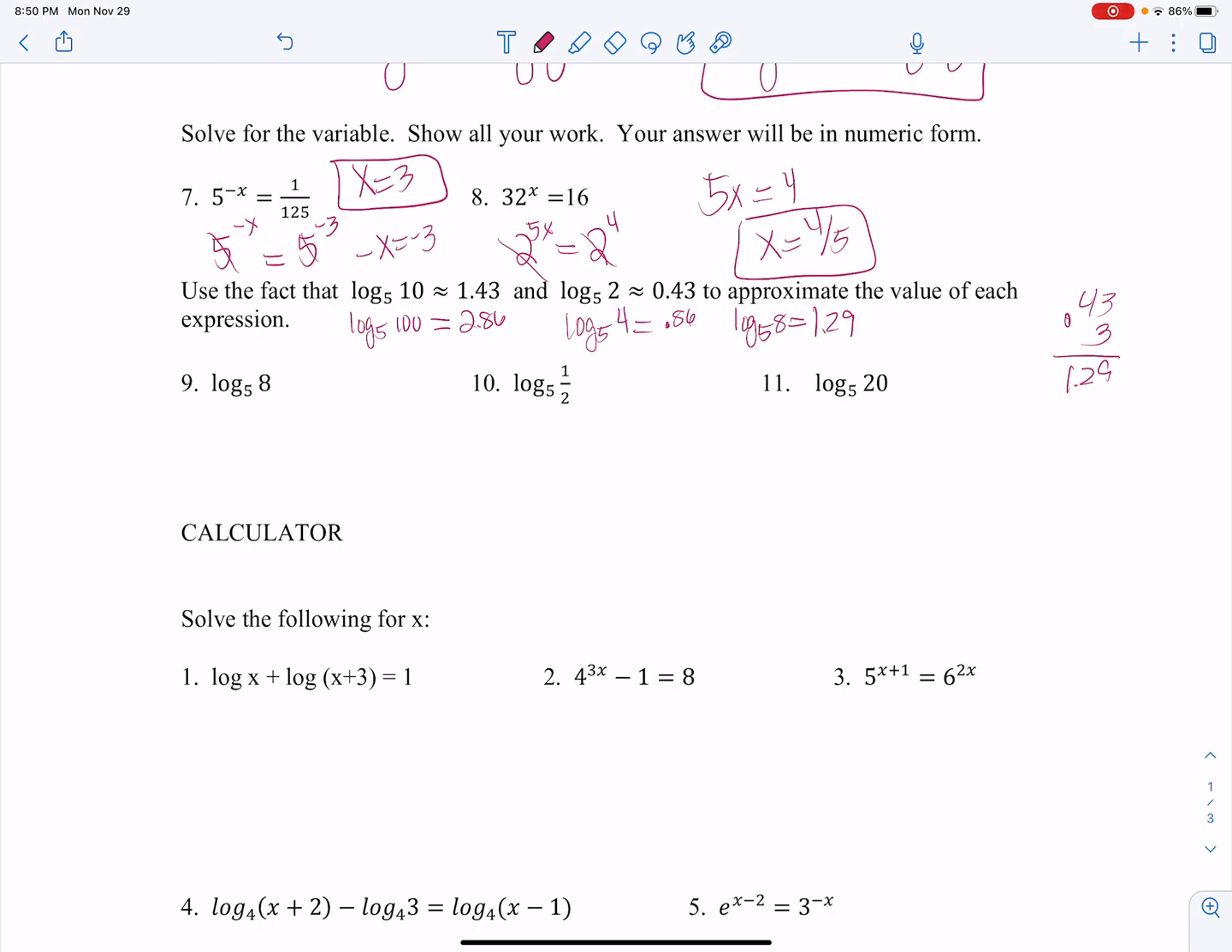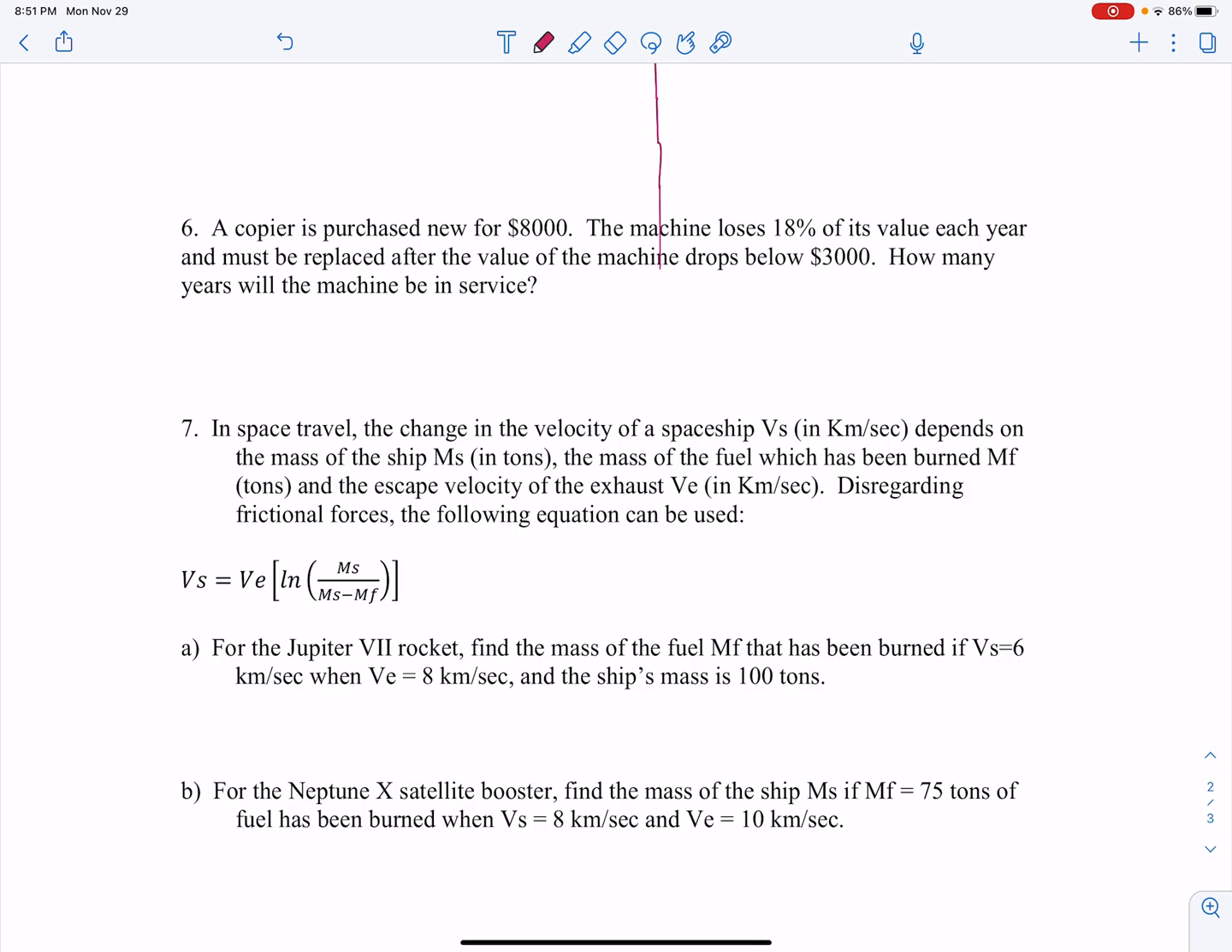Well, this first one is the log base 5 of 2 to the 3rd. So you're basically going to times that by 3, which we just did, so this one is 1.29. Okay, the log base 5 of 1/2 would be the log base 5 of 1 minus the log base 5 of 2. Well, what is the log base 5 of 1? What's the exponent on 5 that gives you 1? It's 0. And this is 0.43, so my answer is a negative 0.43.